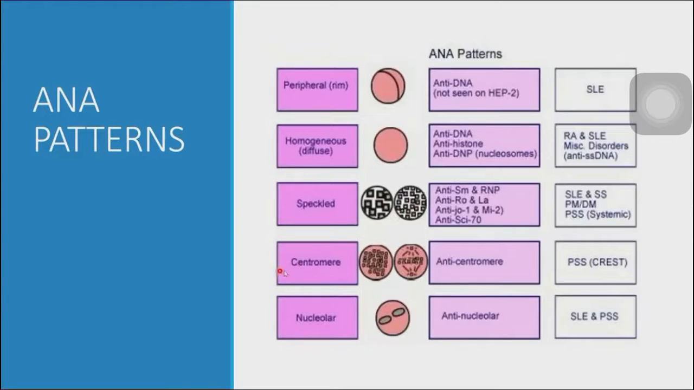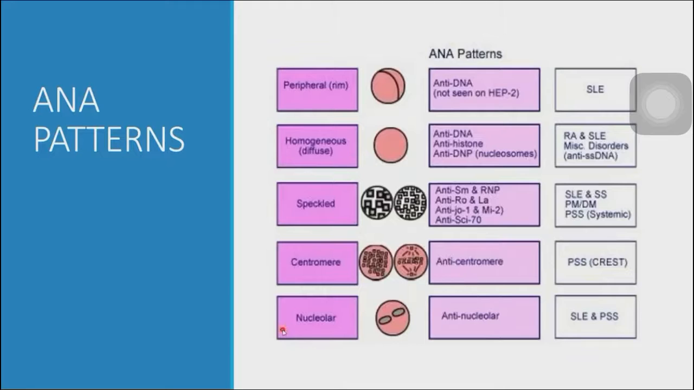But in here, for centromere pattern, it should be associated with CREST. Okay, CREST syndrome. So what is this CREST syndrome? It stands for calcinosis, Raynaud phenomenon, for letter R, E for esophageal dysmotility, S for sclerodactyly, and letter T, we'll have telangiectasias. Okay, so again, for centromere, it's associated with CREST syndrome.